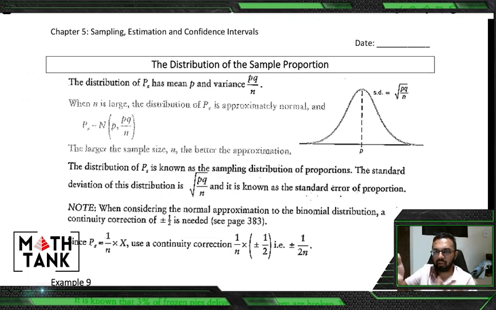Let's say I pick out 100 pens, how many are faulty? Let's say 8 of them are faulty. So 8 over 100 is the sample proportion. Now, from the sample proportion, how do I construct a confidence interval for the population proportion? So this question is about that.